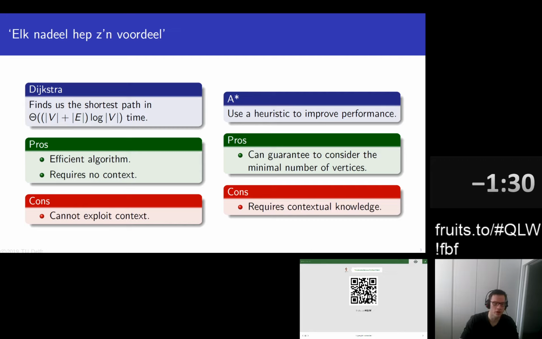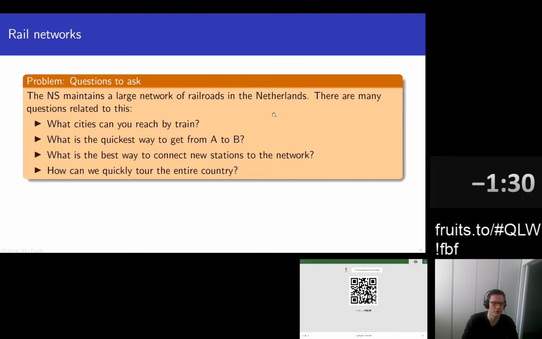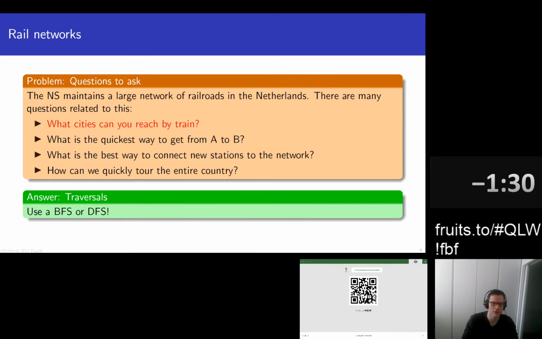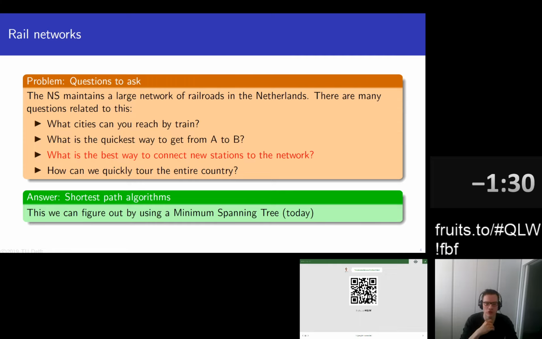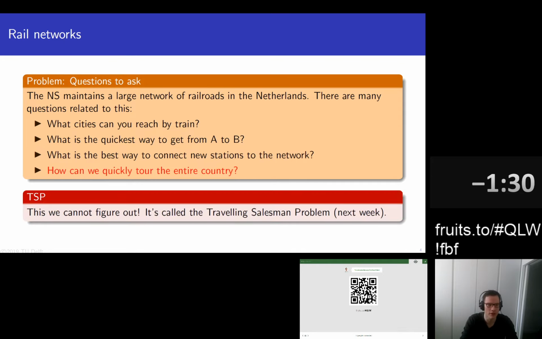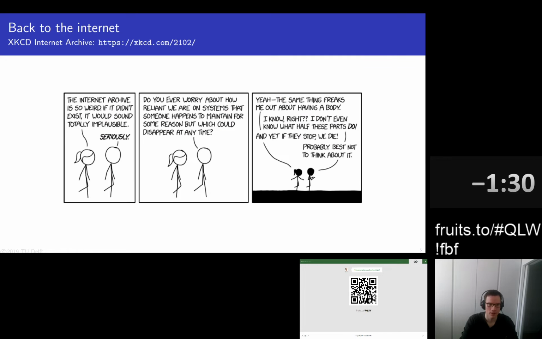Let's take a look then at our question for today. So remember, we were working down this list of questions, right? What cities can you reach? BFS, DFS. What's the quickest way? Dijkstra or A star. What's the best way to connect new stations to the network? Well, this is something we can solve using minimum spanning trees and something that we're going to take a look at today. And that leaves how can we quickly tour the entire country for next week. Although I hope that time allows for me to give an introduction to complexity theory, so to P versus NP, already today. Okay, let's talk about the internet a little bit again.